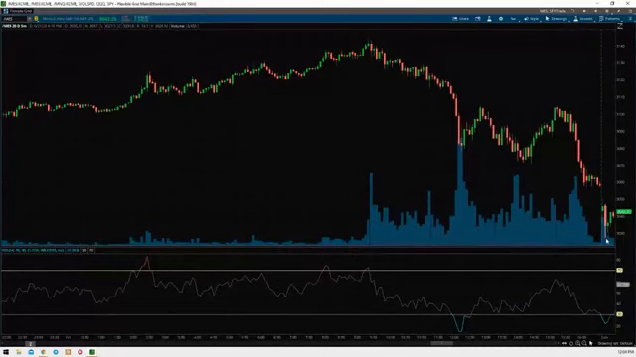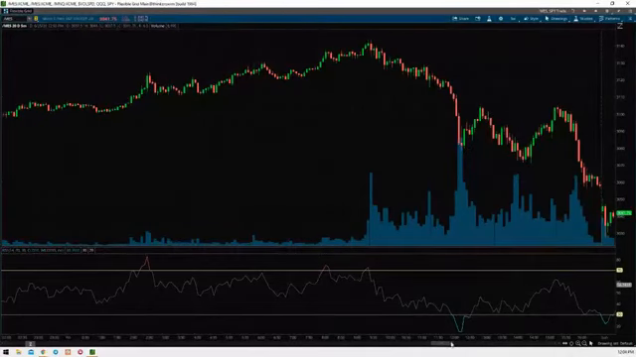What I did was I got in around this candle here. It wasn't right at the bottom, but I set a stop of 0.5 below the low of this candle. And so it could have easily taken me out.